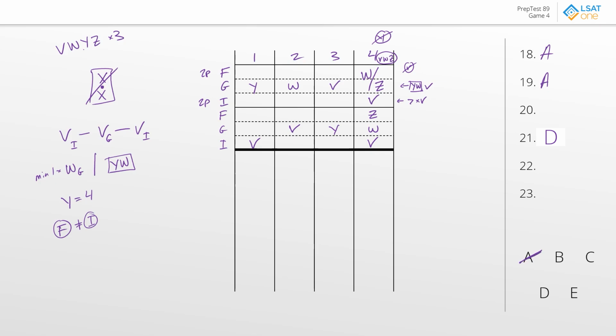Next, answer choice B, 3 people go to India at least once. Same kind of problem. Can we have 3 people in India? No, because that would leave only 1 person to go to France, and then that person couldn't go into all 4 slots. So B is out.